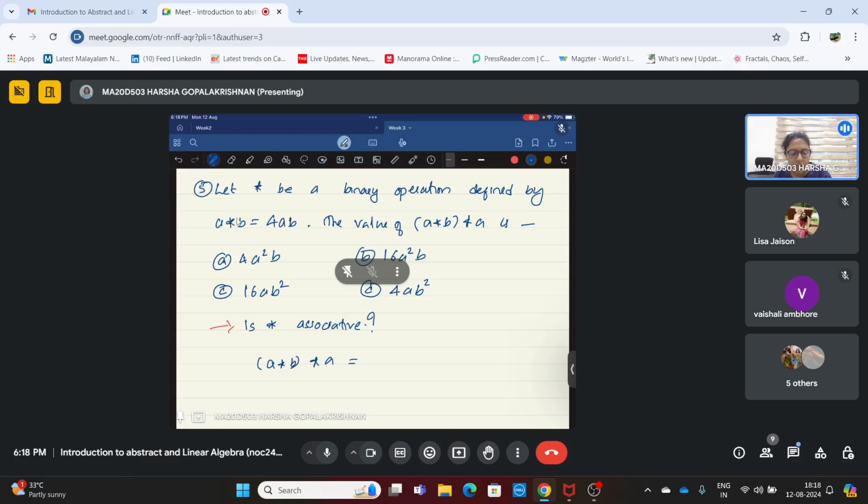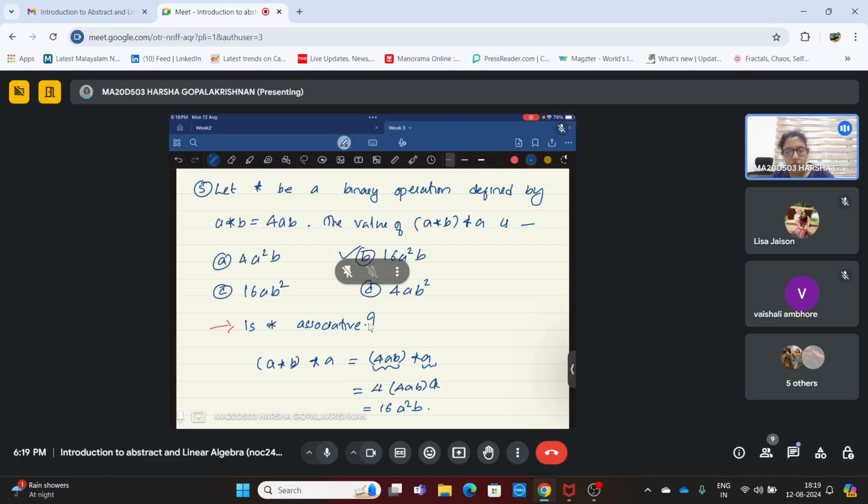A star B, by definition, is 4AB. So 4AB star A. Now, instead of A, we have 4AB. Instead of B, we have A. So what do we need? 4, instead of A, 4AB, into, what is B here? It is A. Okay. So it is 16A squared B. So the answer is B. Okay.